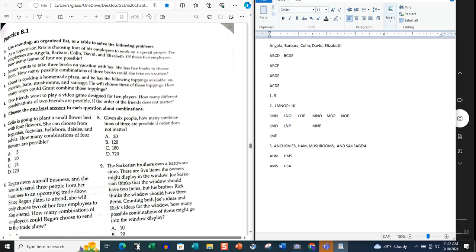Okay, now we move down to number 4. It says 5 friends want to play a video game designed for 2 players. How many different combinations of 2 friends are possible if the order of the friends does not matter?